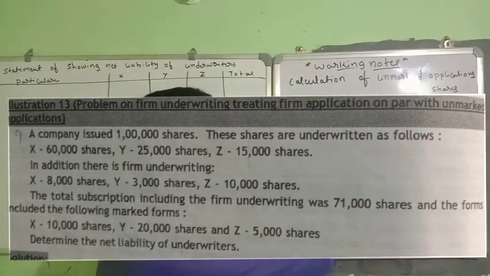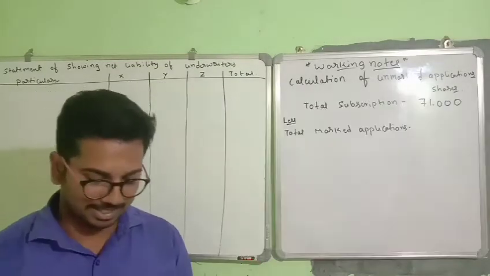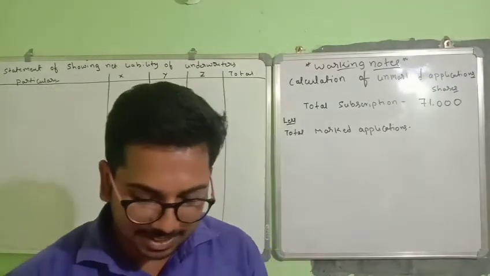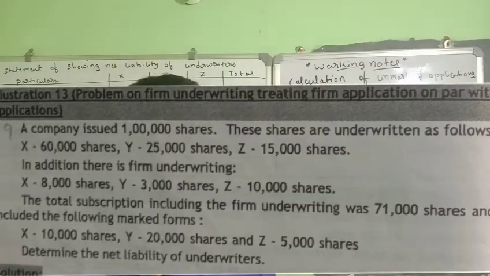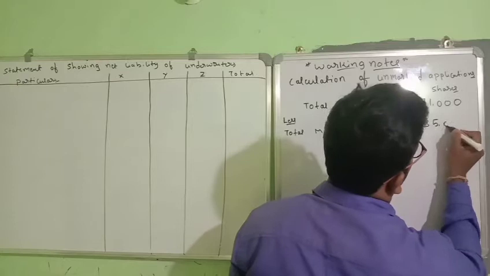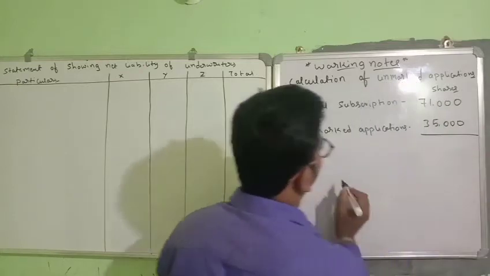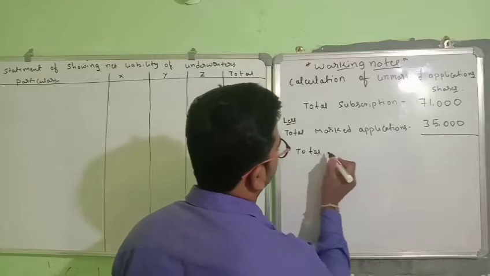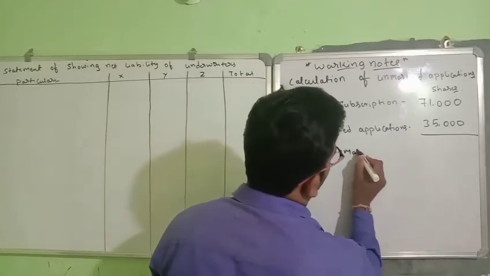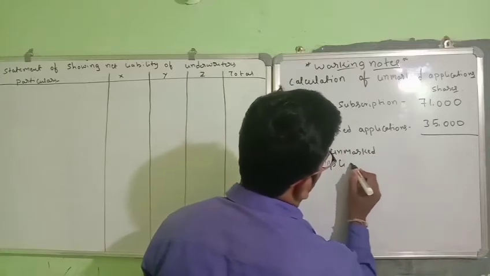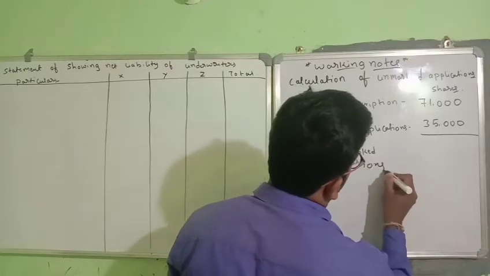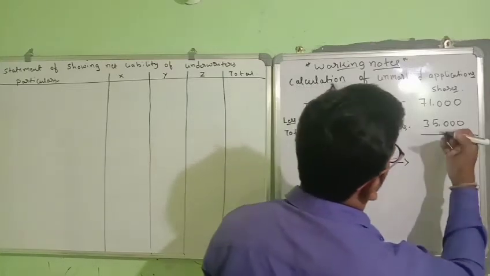Total subscription including the firm underwriting was 71,000 shares. Less marked applications. Look at the marked applications: X 10,000 shares, Y 20,000 shares, Z 5,000 shares. Overall it will be 35,000 shares. So what we'll get is the total unmarked applications.